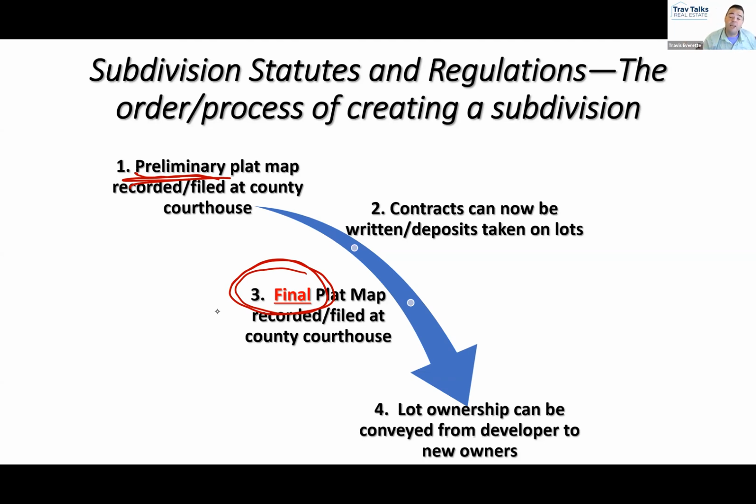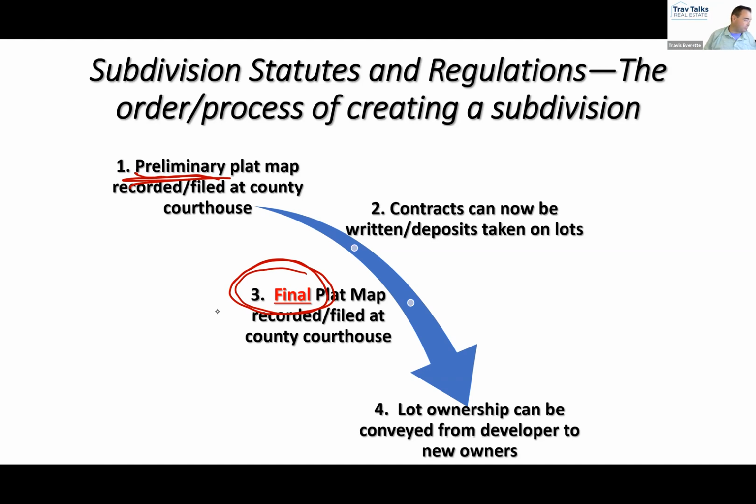But even still, you can't take their money and transfer ownership of that property. You can't go and file a deed on that property until what has happened to the preliminary version of the plat map? It's first been recorded. It's been changed to a final version. Does that make sense for everybody?